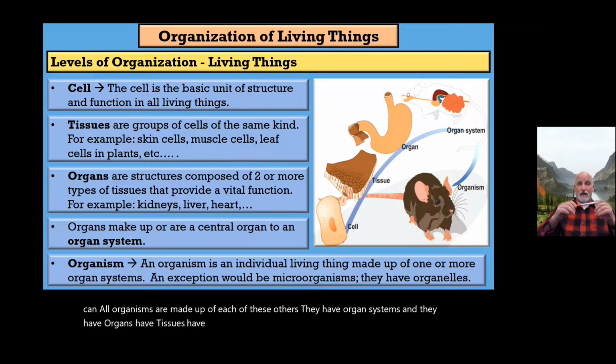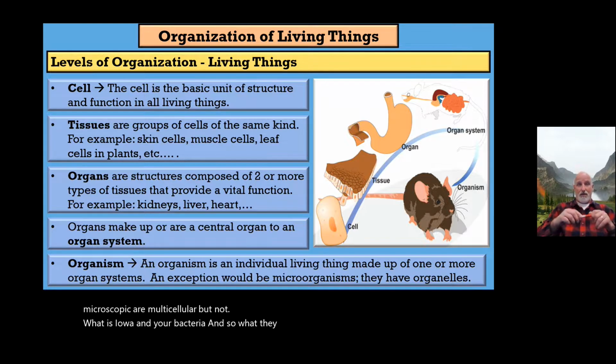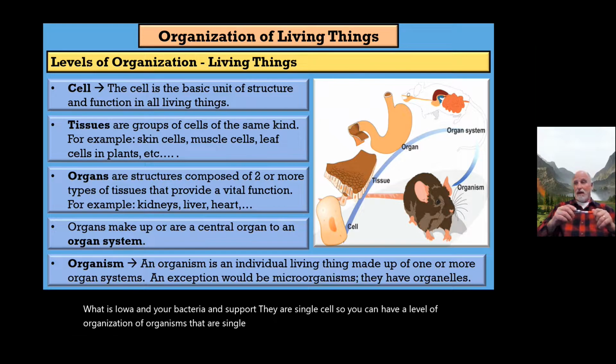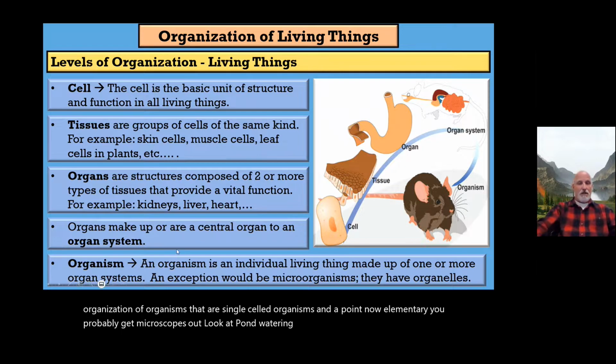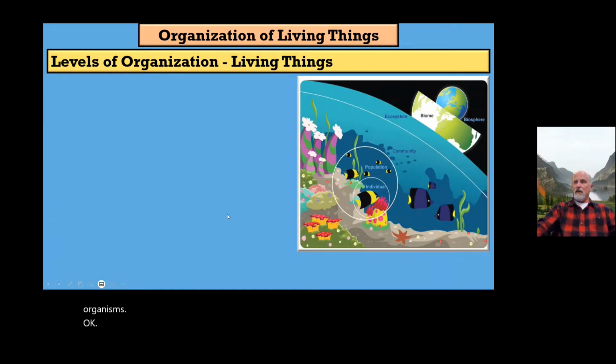Now, if you go to microscopic organisms, some of the microscopic are multicellular, but an awful lot of your protozoa and your bacteria and so forth, they are single cell. So you can have a level of organization of organisms that are single-celled organisms. And at some point in elementary school, you probably got microscopes out and looked at pond water and you could see some single-celled organisms.